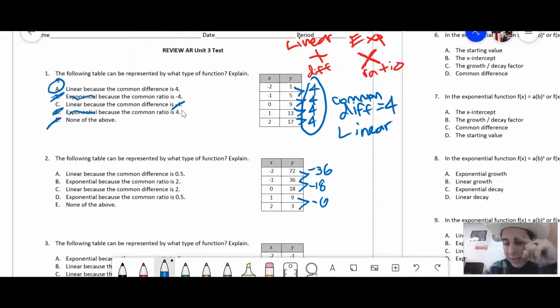Now, just because it doesn't match on the differences doesn't mean it's exponential. In the future, we're going to have different ones like quadratic, cubic, quartic. Okay, there's other things that it could be. I know right now we only have two options, linear and exponential, but we want to be careful about that, okay? So that didn't work, right? Now you can either scratch it out or whatever. So it's not linear.